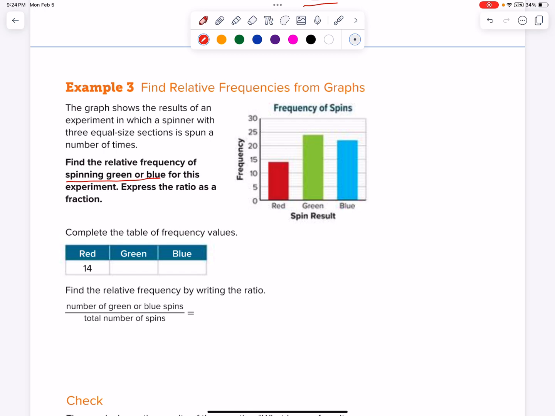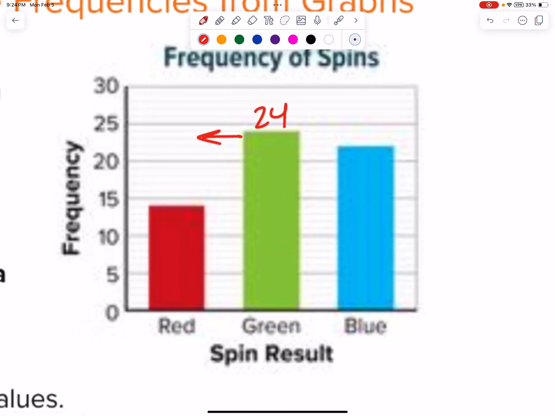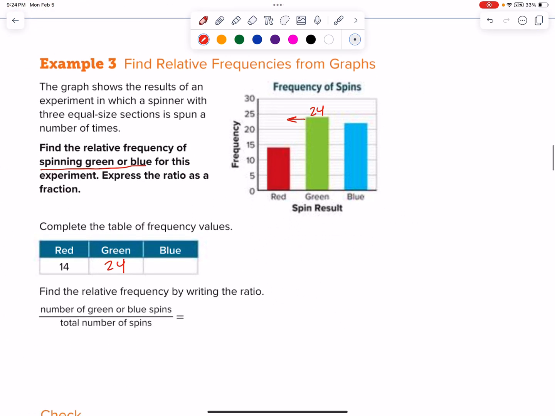Okay, so if we look and go straight across there, it looks like green is 24, and I'm just going to label it right on there and down below in the table. Blue, it looks like what, maybe 22 there? Okay, just want to be really careful. Find the relative frequency by writing the ratio. So same thing, we write it as a fraction, decimal, and a percent, and that is called the relative frequency because it is the frequency of our experimental data.